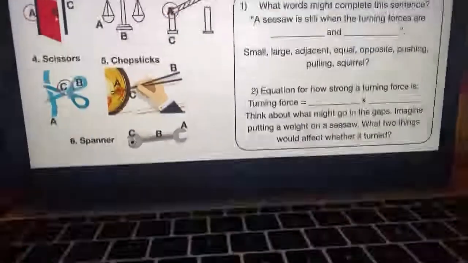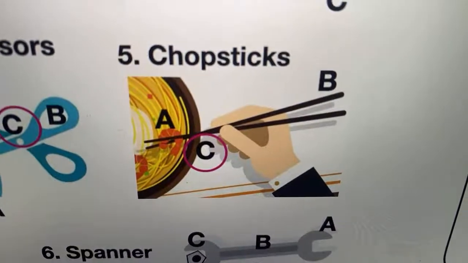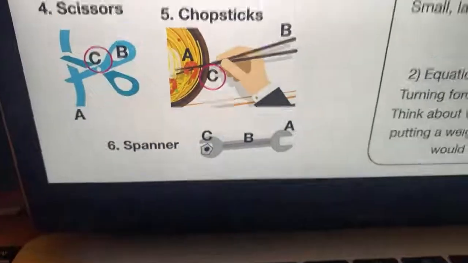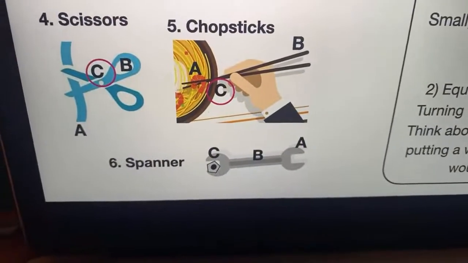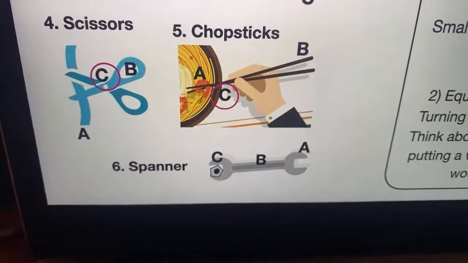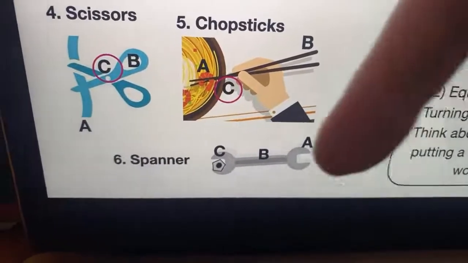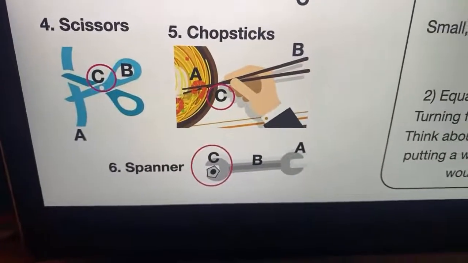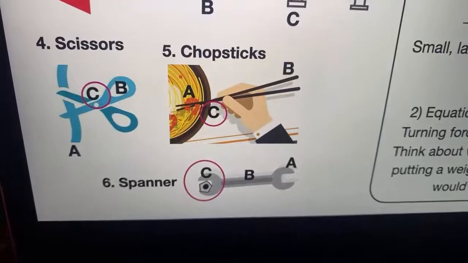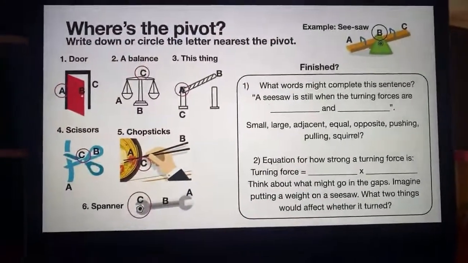The chopsticks, it wasn't a great little picture, sorry. It's where the chopsticks are crossed over. That's where the pivot point is. And the spanner, I was quite pleased with that one because I thought, oh, you might be getting the idea that the pivot point is always at the end. You might have said B, but actually the whole spanner is turning around the bolt, isn't it? So C is the pivot point of the spanner. Is that okay? Because the bolt is staying still, so it's almost like there's a pin through it.